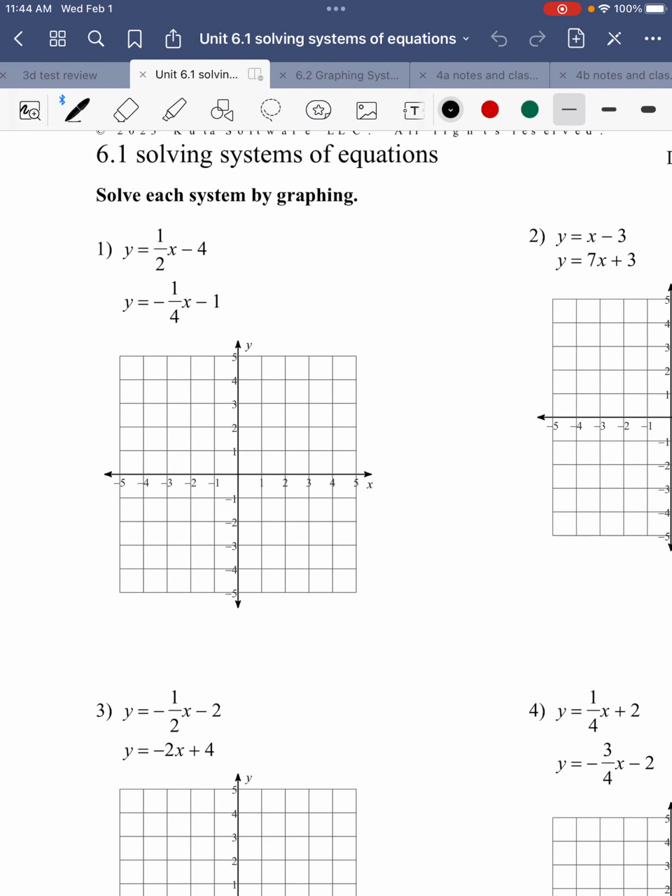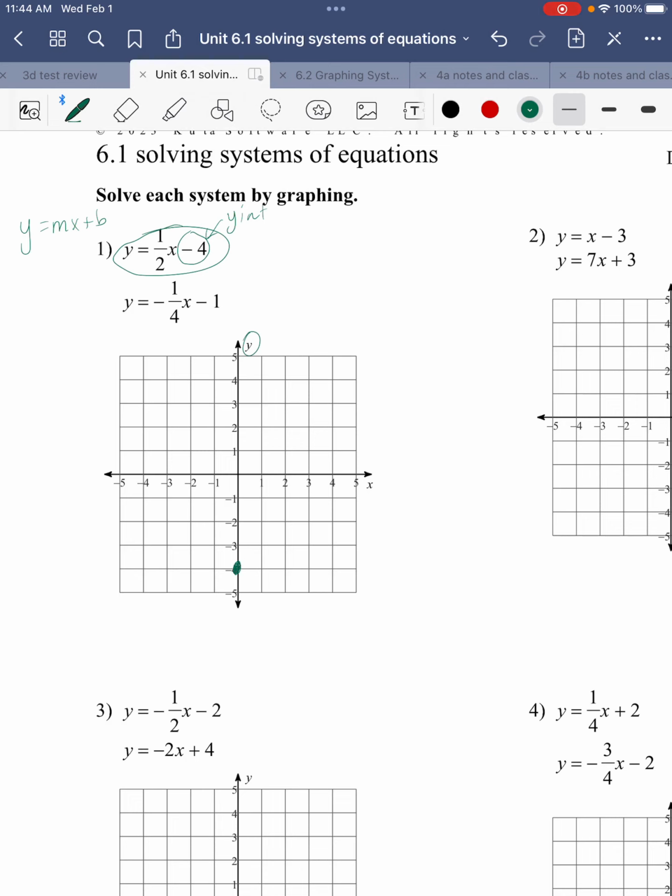Alright, welcome to 6.1, which is solving systems of equations. So top equation, we are going to graph this. We're going to have the y-intercept first. So first, I guess I should back up. y equals mx plus b. The b is the y-intercept. So the y-intercept is -4. So that means on the y-axis, we're going to go down to -4 and put a coordinate.